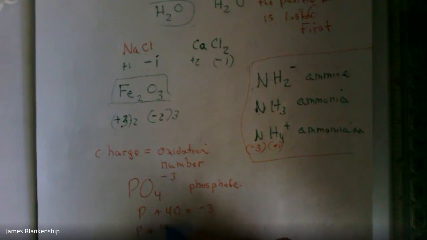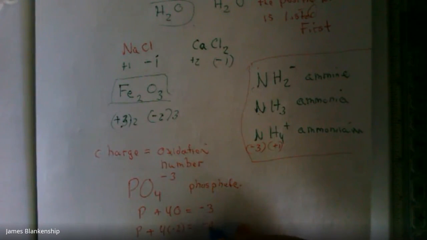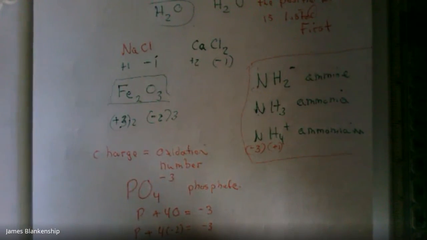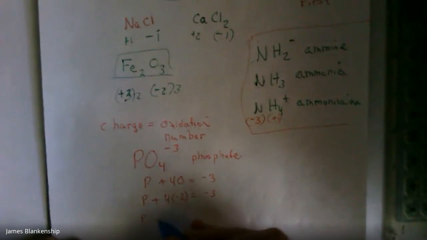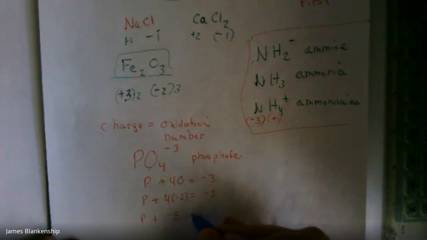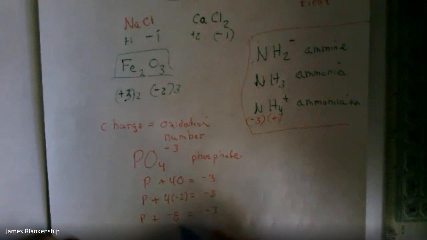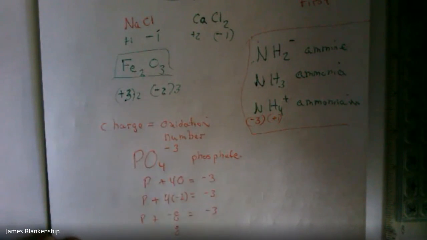So we're going to say that this is 4 times a -2. This gives us a -3. We now have phosphorus plus a -8 gives us a -3. Add your 8, add your 8, and the charge on your phosphorus is a +5. Right there.